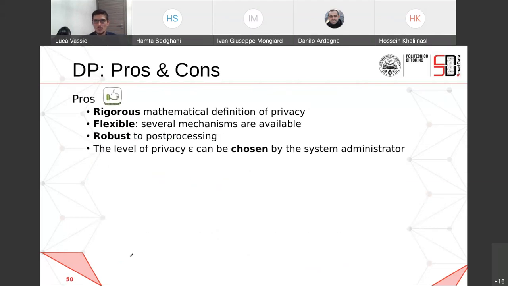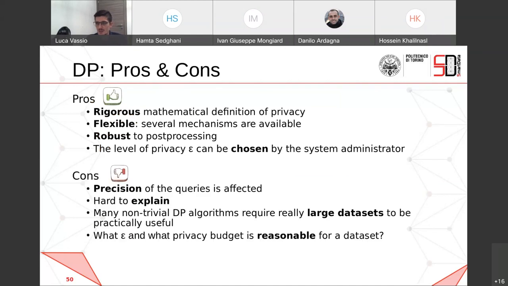To conclude, differential privacy has a lot of pros. It's rigorous, it's flexible, it's robust to post-processing, and we can choose the level of privacy epsilon. However, there are some cons, because the precision of the queries is affected. If you want to do a query that is not a statistical analysis but is, for example, to find an outlier, then we lose a lot of precision. And then it's hard to explain, and this could be a problem in companies. However, the same is true for cryptography. Cryptography is nowadays the standard used everywhere.